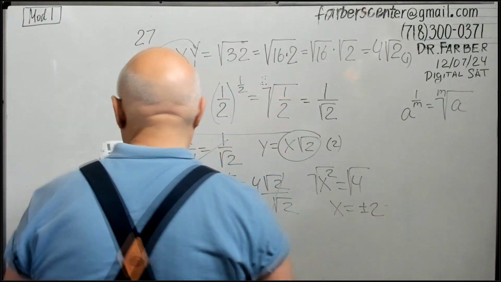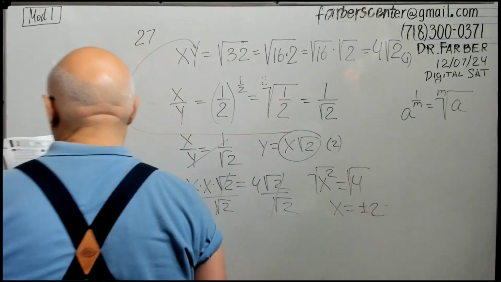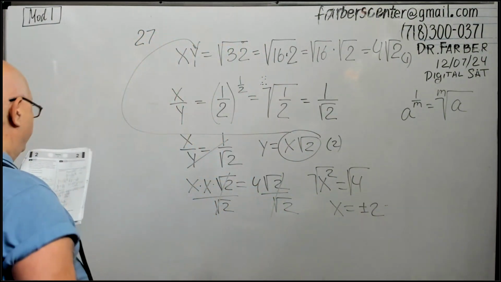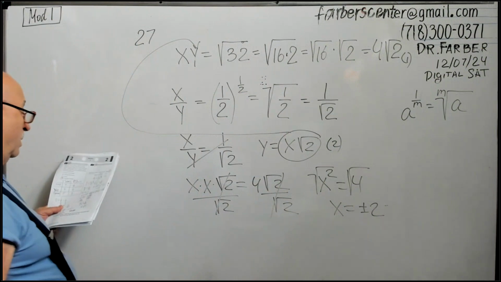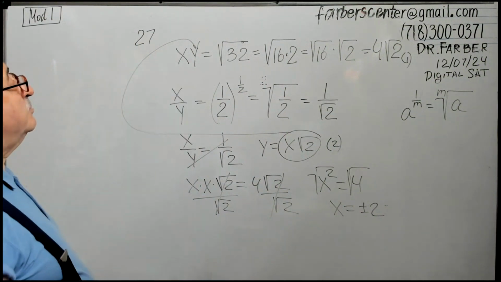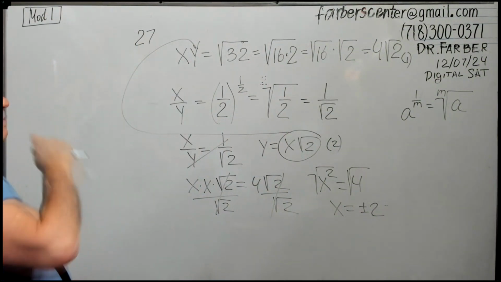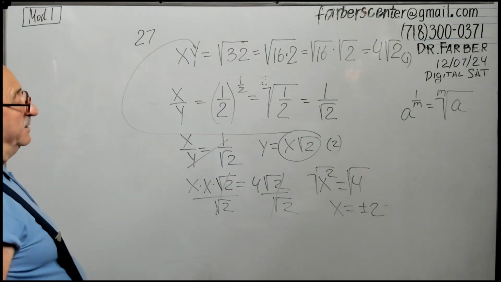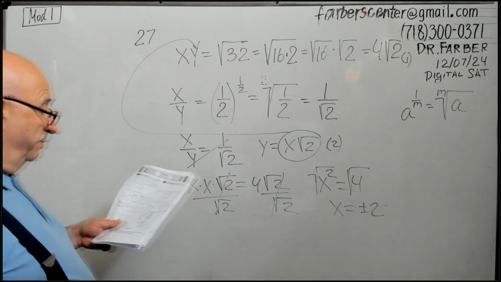But they said it's positive. They don't say anything, but it's supposed to be positive. Okay, why? Because product equals square root of 32. It's supposed to be positive. So the answer is 2.